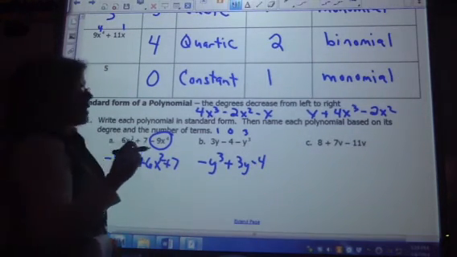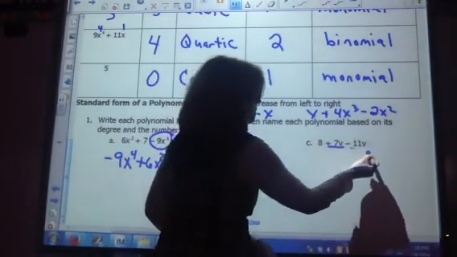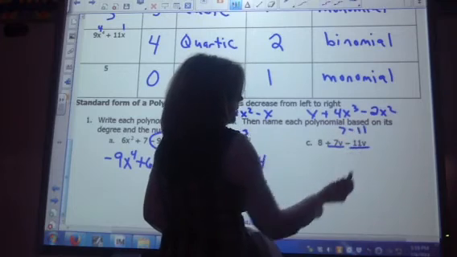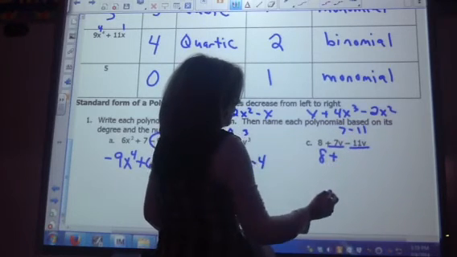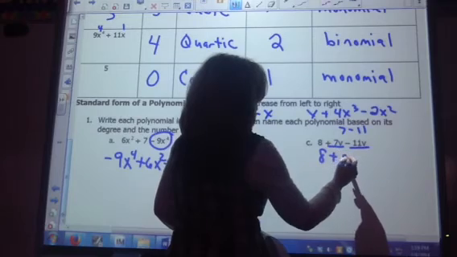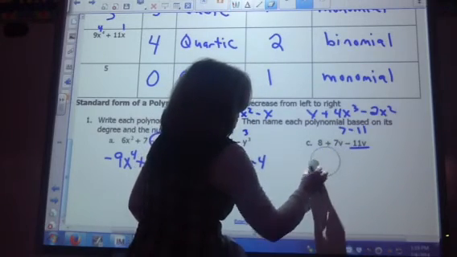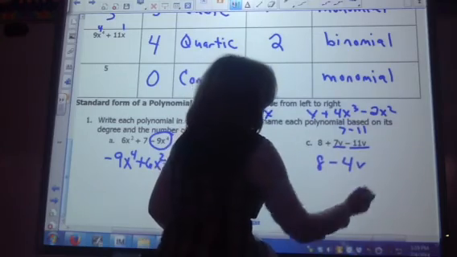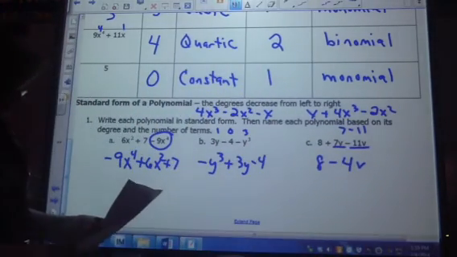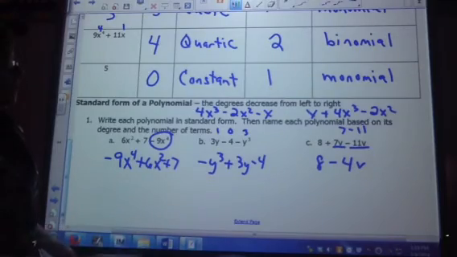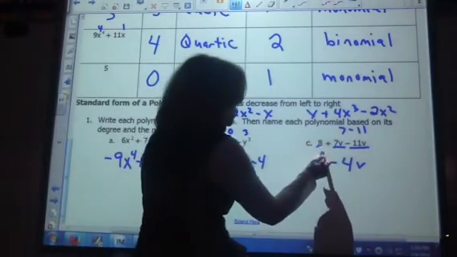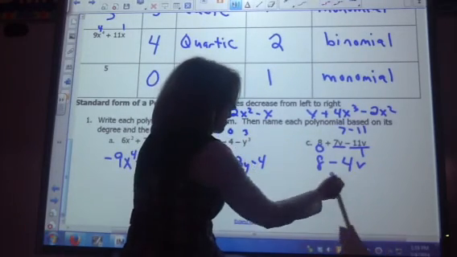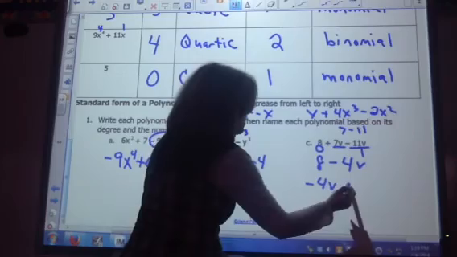And then the last one, guys, you need to simplify. These are called like terms. So 7 minus 11 is going to give us a minus 4b. Okay? This is a 0 degree term. This is a 1 degree term. We want our 1 degree first. Remember, that's a negative 4b plus 8.